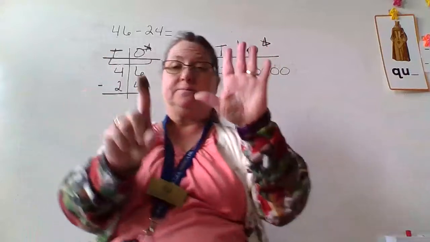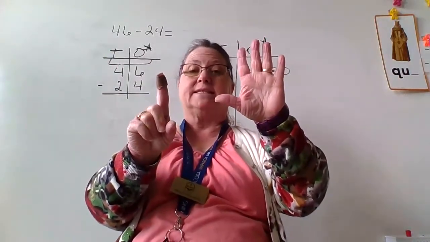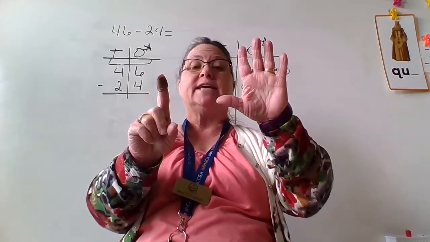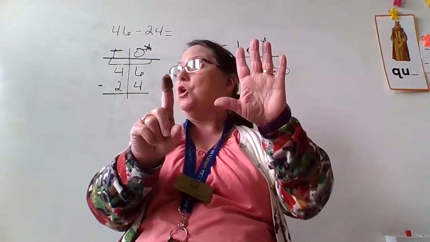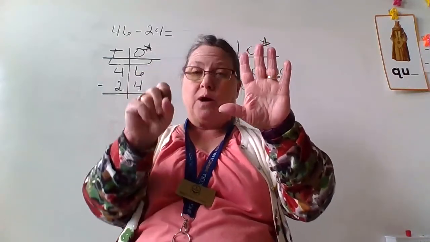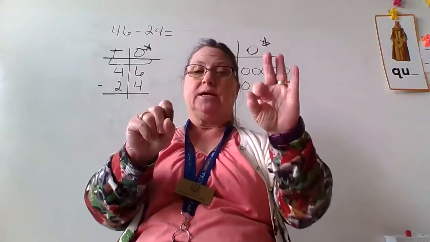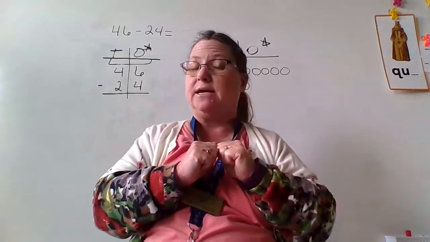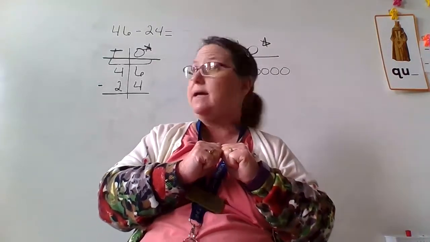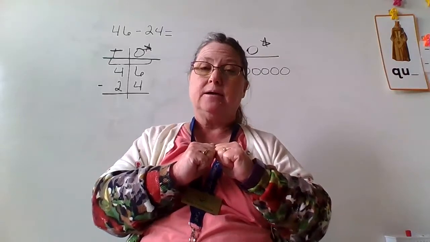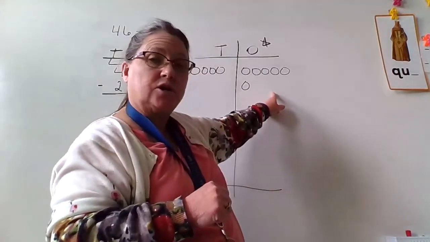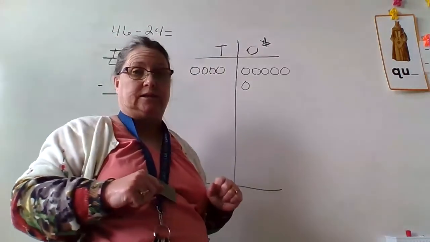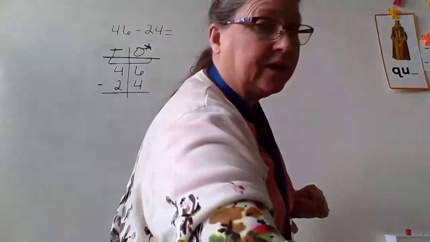I have 6 chips. Can I cross off 4 from that 6? Yeah, I can take 4 from 6. Do I need to get a 10 to help me? No, I have enough circles. 1, 2, 3, 4. I have enough circles. I do not need to get 10 more circles. If I get 10 more circles, my answer is not going to be correct. Okay? So, if I have enough circles to subtract this number, to cross off, I do not have to get that 10.